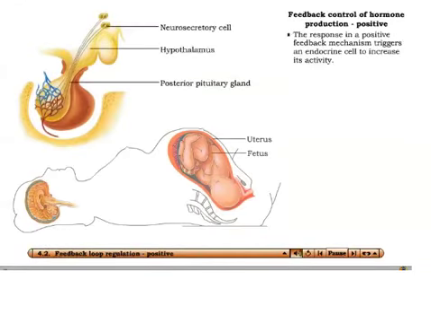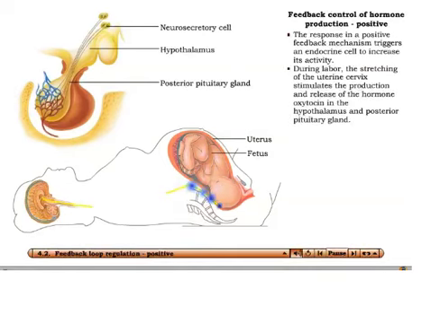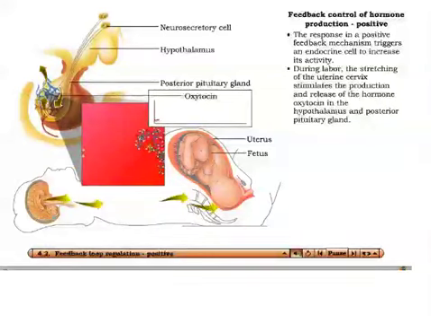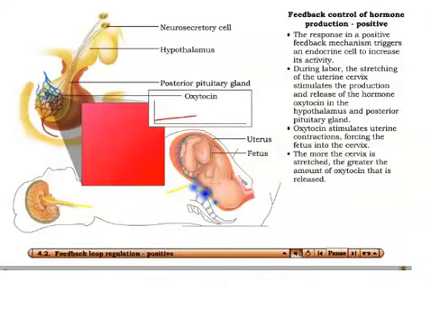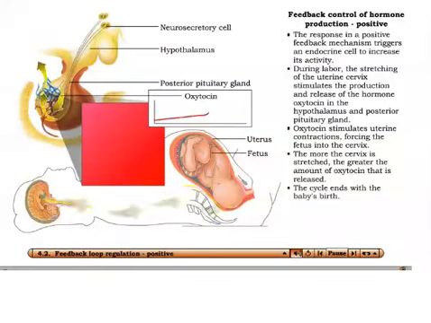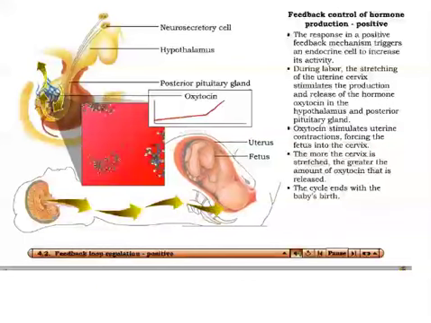A positive feedback mechanism is one where the response stimulates the endocrine cell and causes it to be more active. The hormone oxytocin is produced in the hypothalamus and released in the posterior pituitary in response to the stretching of the uterine cervix during labor. In turn, oxytocin stimulates uterine contractions that force the fetus into the cervix. As the cervix continues to stretch, the release of oxytocin continues to increase until the cycle is stopped with the birth of the baby.